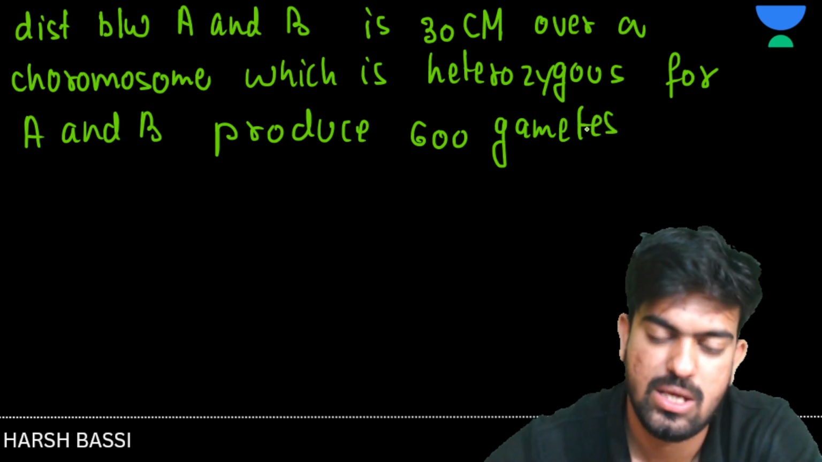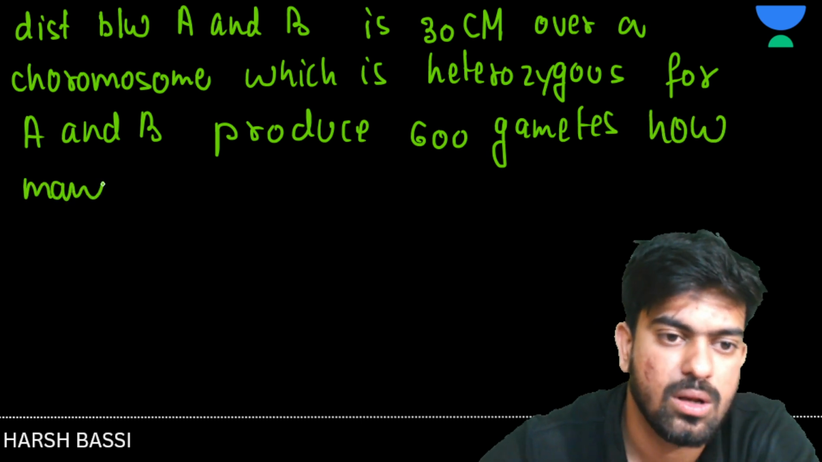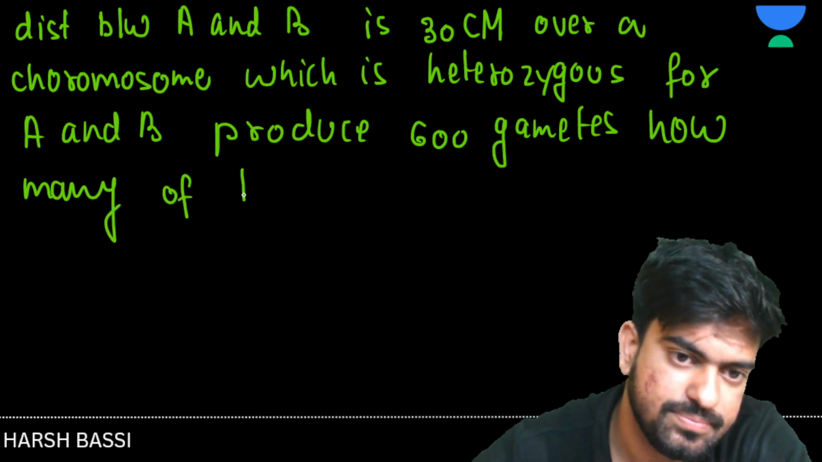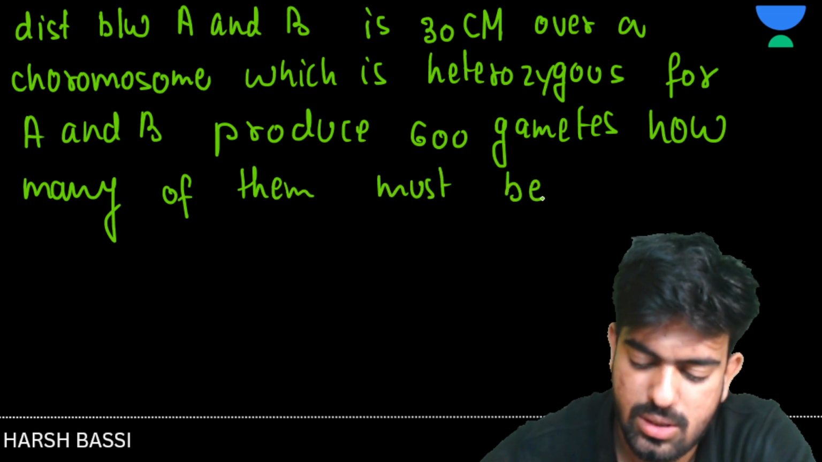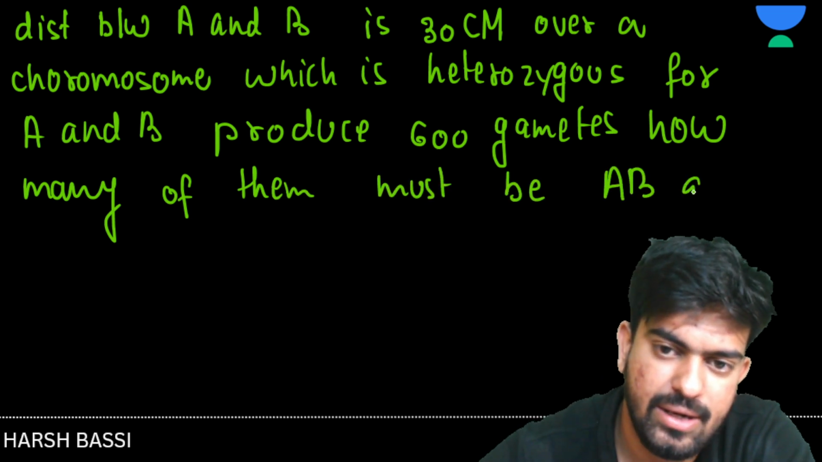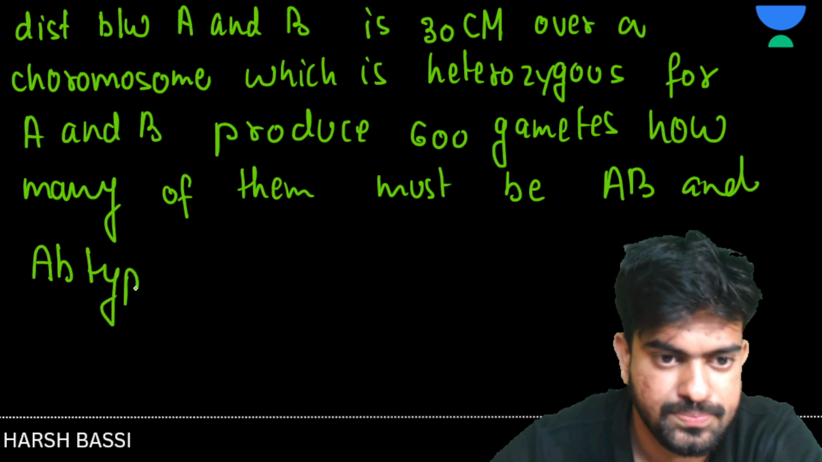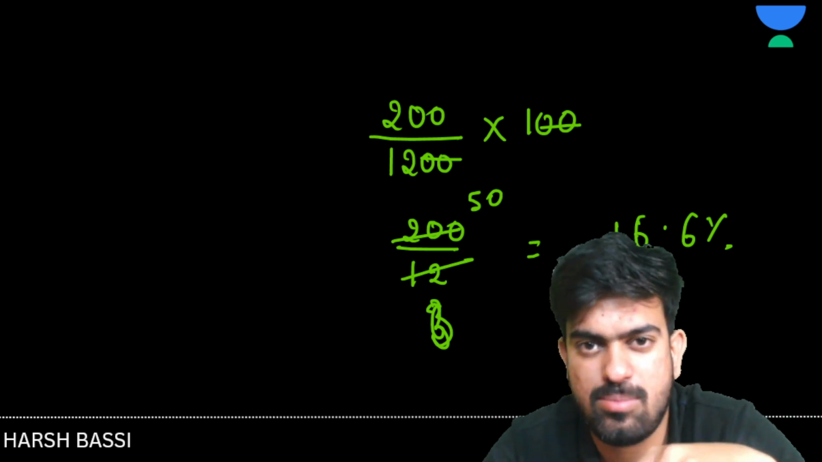600 gametes. Then what do you have to say? How many? What do you have to find? How many of them must be AB types? Okay, see. So earlier we were given the gametes and asked about the distance.